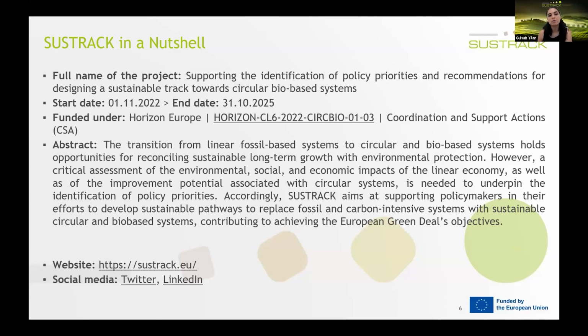And just some keywords from the abstract. So we are starting with the importance of this transition from linear to circular systems, underlining the opportunities to reconcile sustainable long-term growth with environmental protection. However, we are also in the need to have a critical assessment method of the impacts and also the potential improvements associated with the circular systems. And these are all going to provide help and support to drive policy priorities.